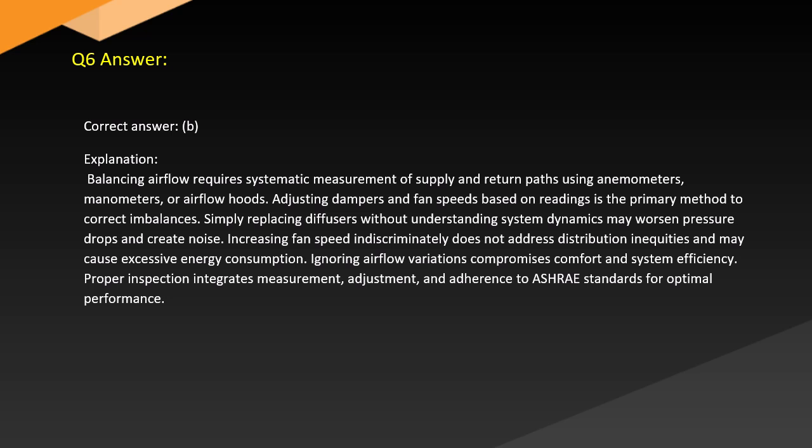Answer. Correct answer: B. Explanation. Balancing airflow requires systematic measurement of supply and return paths using anemometers, manometers, or airflow hoods. Adjusting dampers and fan speeds based on readings is the primary method to correct imbalances. Simply replacing diffusers without understanding system dynamics may worsen pressure drops and create noise. Increasing fan speed indiscriminately does not address distribution inequities and may increase energy consumption. Ignoring airflow variations compromises comfort and system efficiency. Proper inspection integrates measurement, adjustment, and adherence to ASHRAE standards for optimal performance.